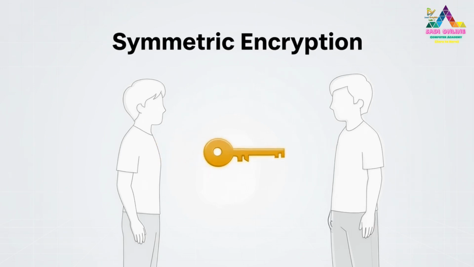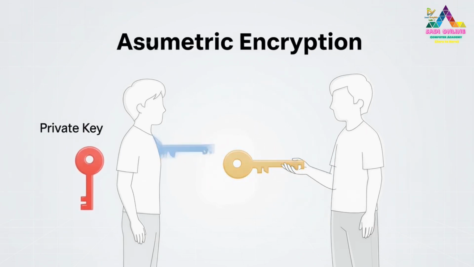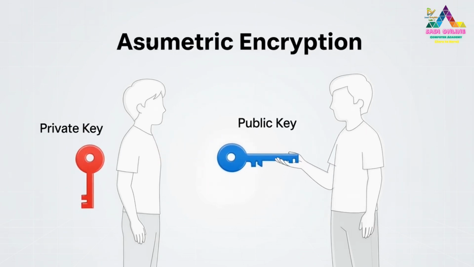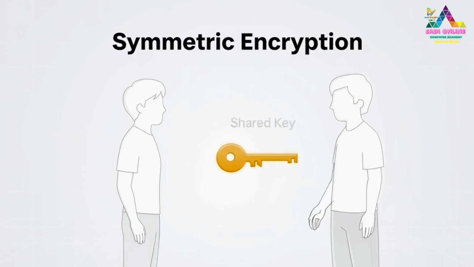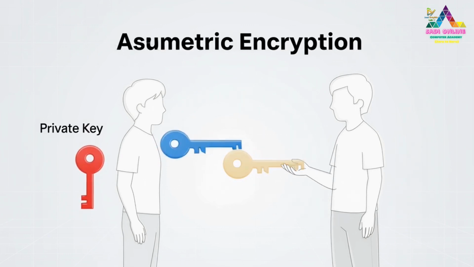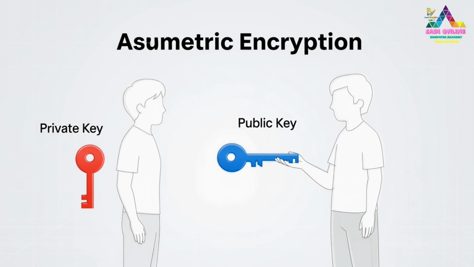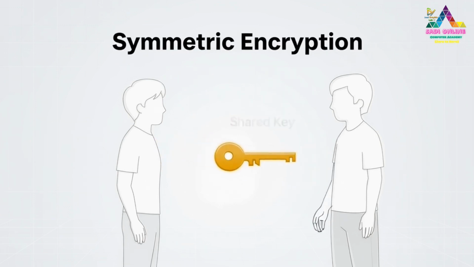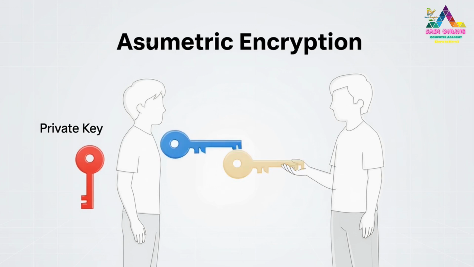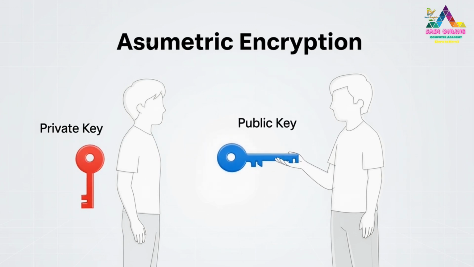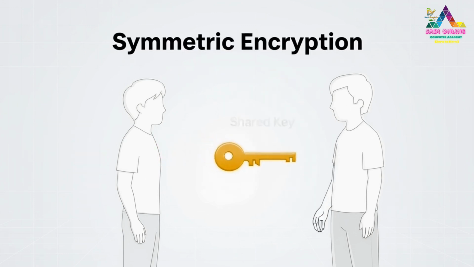The first major difference is the keys themselves. Symmetric encryption uses a single shared key for both encryption and decryption. This same key is held by both the sender and the receiver. Asymmetric encryption uses a pair, a public key for encryption and a private key for decryption.